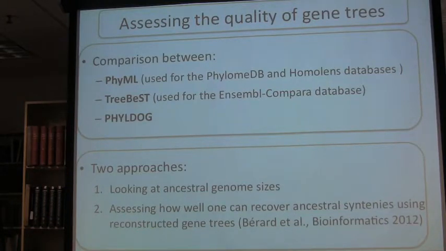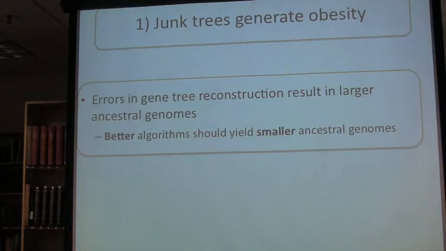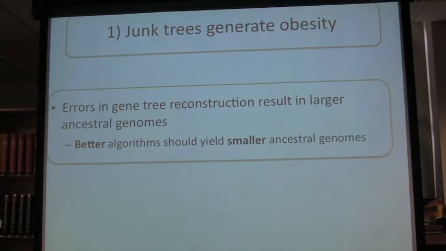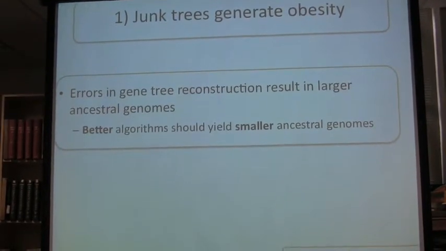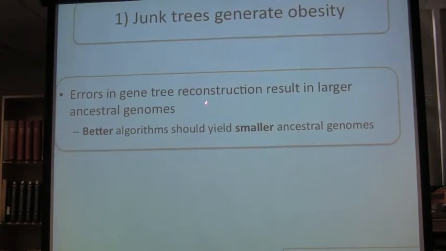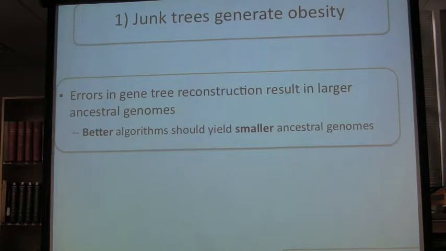So according to the first measure, we know that if we make a mistake in a gene tree, when we reconstruct ancestral genomes using those gene trees, we should obtain larger ancestral genomes. As soon as you make a mistake in a gene tree, you should have more genes in an ancestral genome. So basically, the idea behind this measure is that better algorithms should yield smaller ancestral genomes. So we can compare our 3 methods according to the size of the ancestral genomes.